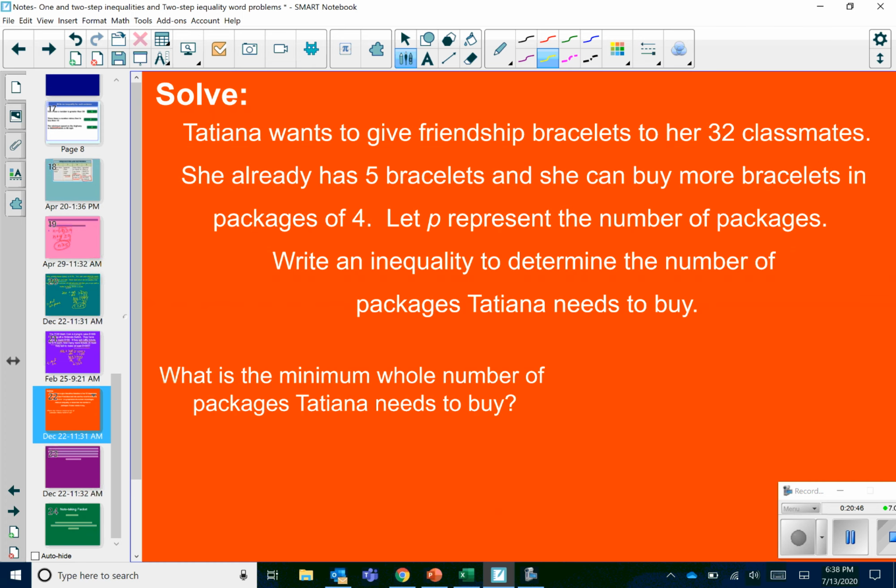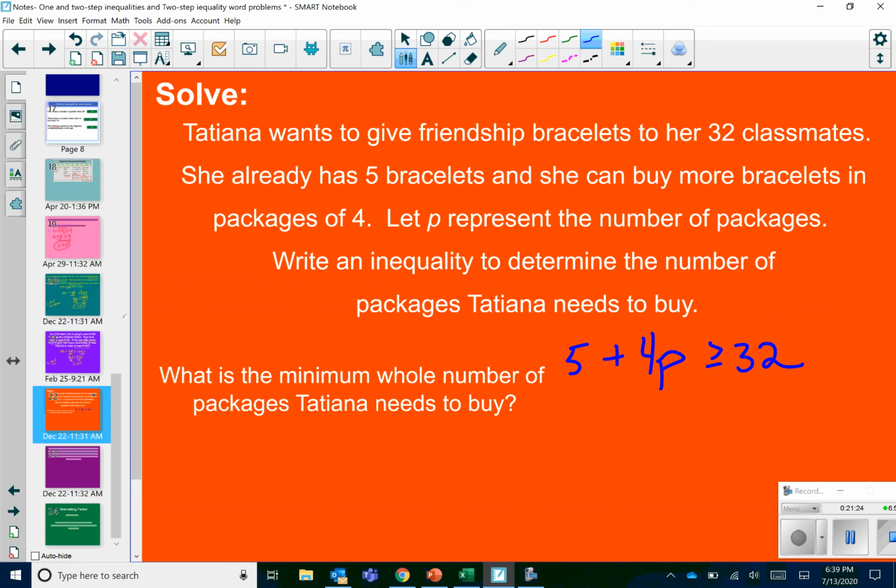Let's try another one. Tatiana wants to give friendship bracelets to her 32 classmates. She already has 5 bracelets and she can buy more bracelets in packages of 4. Let P represent the number of packages. Write an inequality to determine the number of packages she needs to buy. Well, she wants to make them for her 32 classmates. So that means she needs greater than or equal to 32. So she already has 5, plus she needs to buy them in packages of 4. So plus 4 times the number of packages.